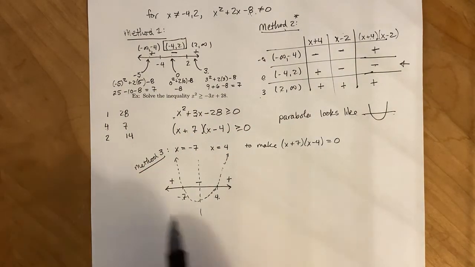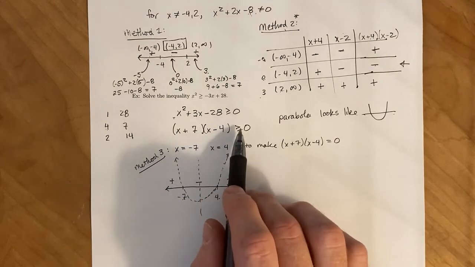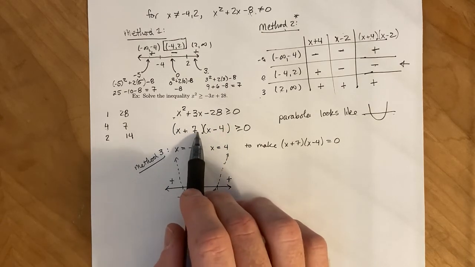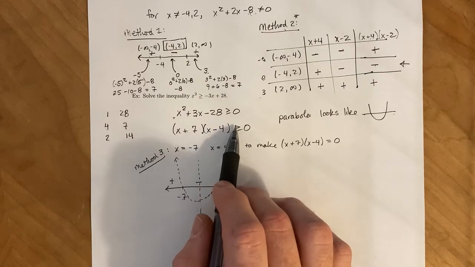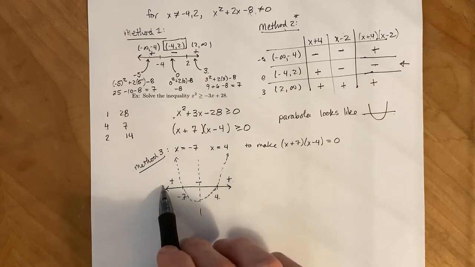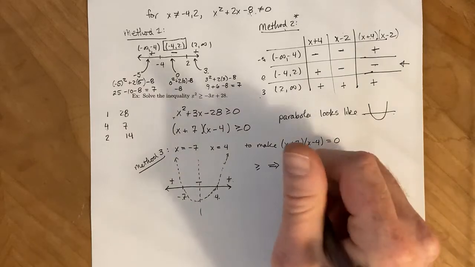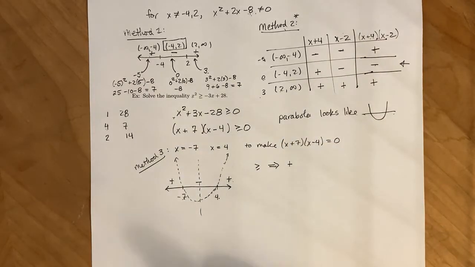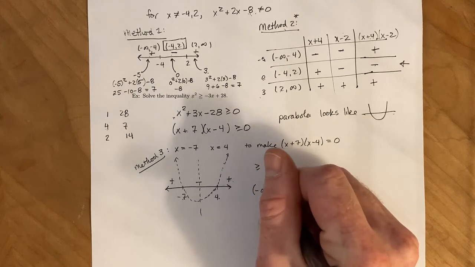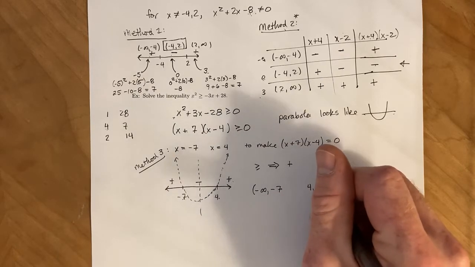Now that we have that information of a plus minus plus, we need to make sure that this symbol works. So we have x plus 7 times x minus 4 has to be greater than or equal to 0, which means we're looking for where the pluses are. So greater than or equal to 0 means looking for a plus. So the first interval we have is negative infinity to negative 7, and also 4 to infinity.